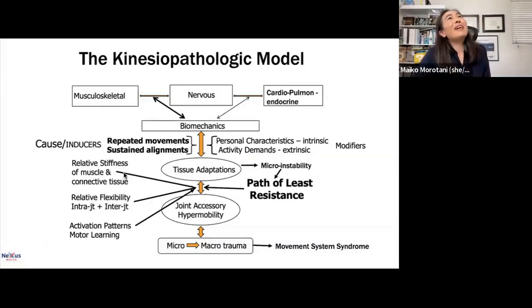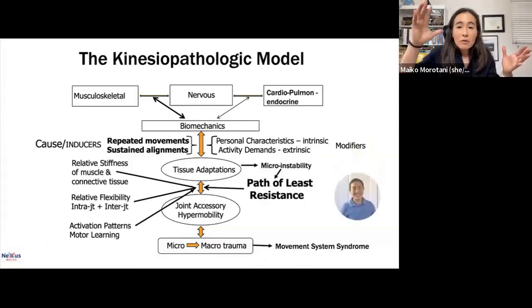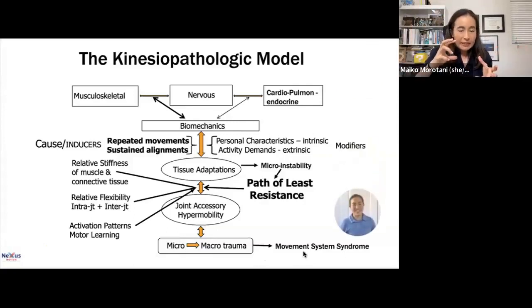So many people did not get a chance to learn the concept of relative stiffness and relative flexibility while they were a student, which is a shame. So today I'm going to show you overall how non-optimal movements and non-optimal alignments can be causing symptoms in our patients with musculoskeletal pain problems.